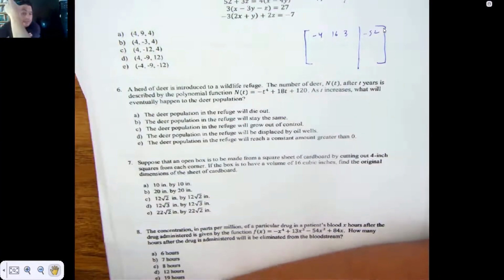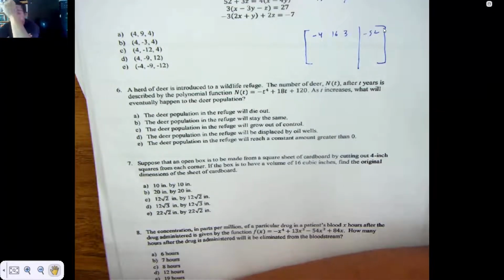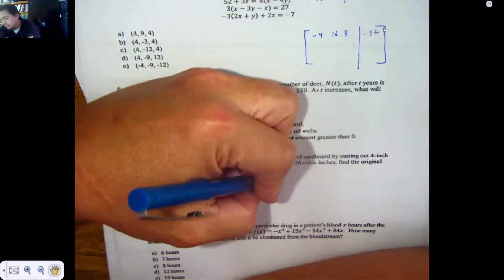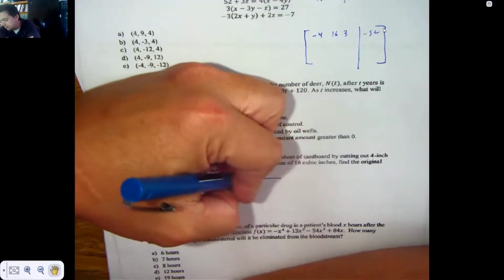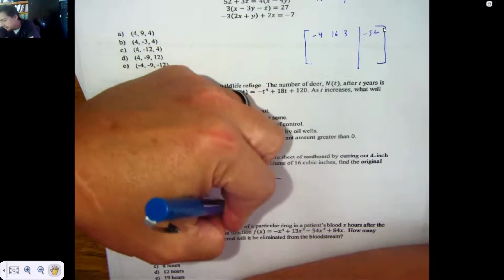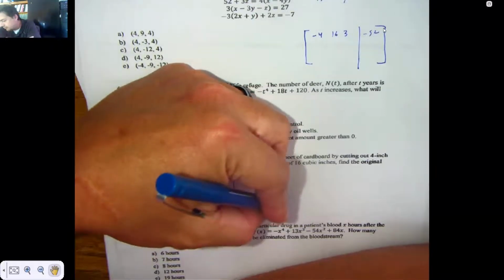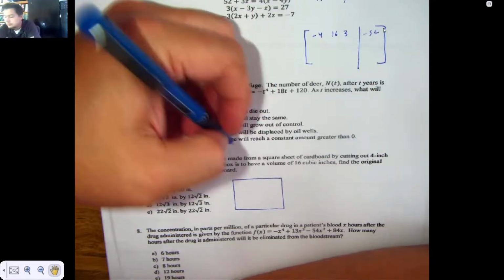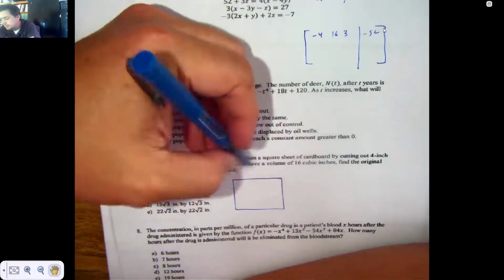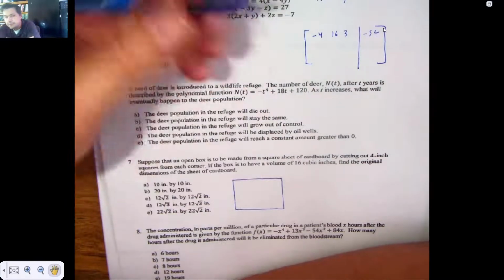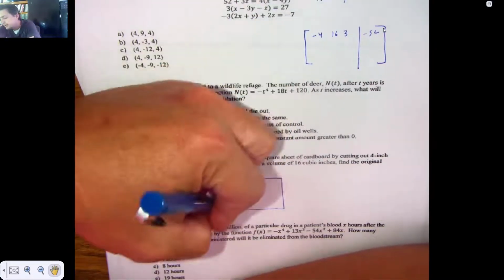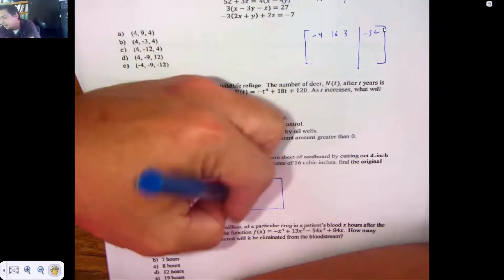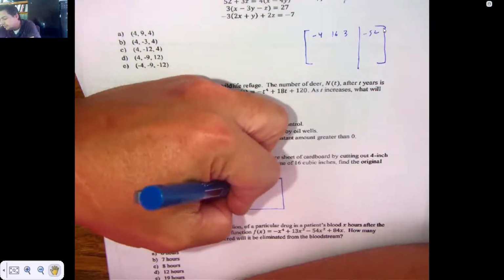Let's see, that's 6. Hint 7. Suppose that an open box is to be made from a square sheet of cardboard by cutting out 4-inch corners from each corner. It is a square sheet of cardboard. All right. I don't know anything about it. I don't know the original dimensions. Originally, this box is x by x, okay? I'm going to cut out 4-inch corners.